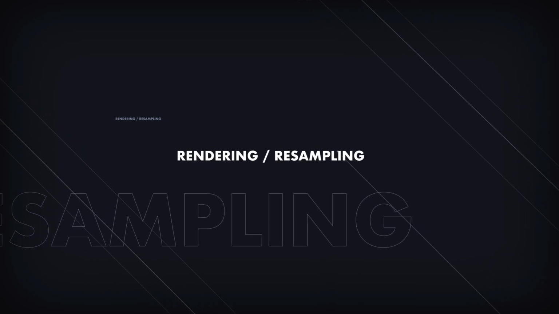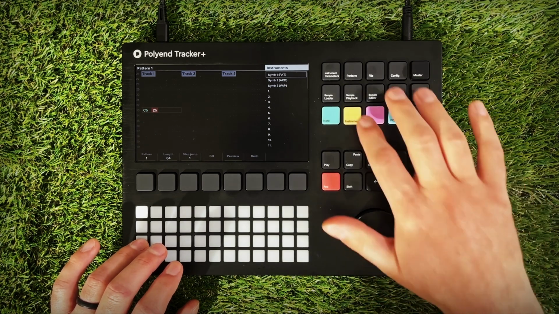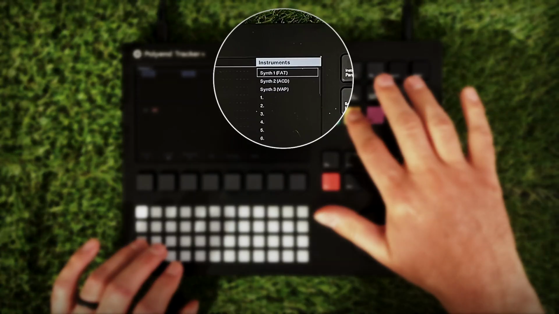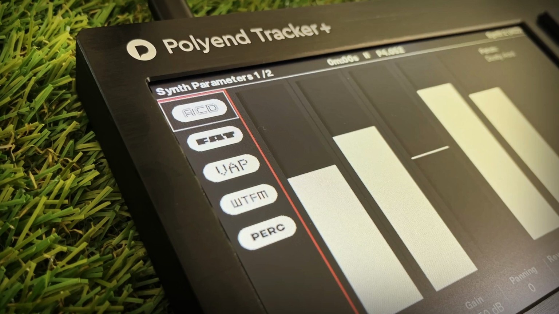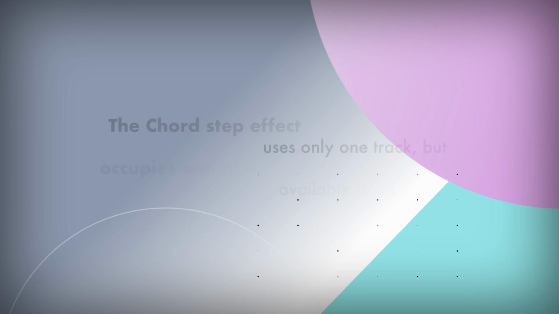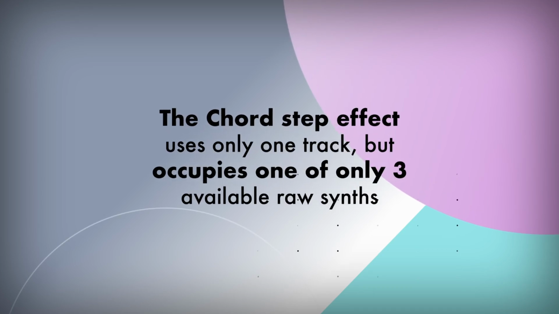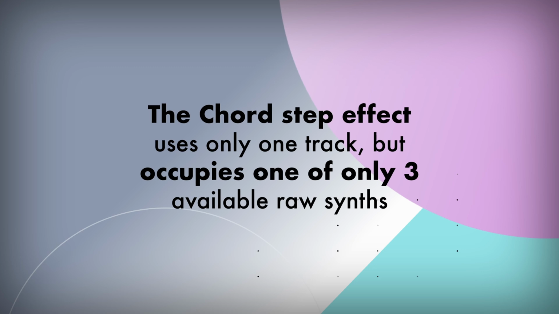Because we only get to have 3 active synths per project at the moment, it makes sense to get in the habit of bouncing, rendering or resampling our synth parts to free up the synths if we want to use them on more than 3 tracks, which for me is almost always the case. So even though the step effect method doesn't take up multiple tracks, it does hog one of the 3 active synths, which is not ideal.